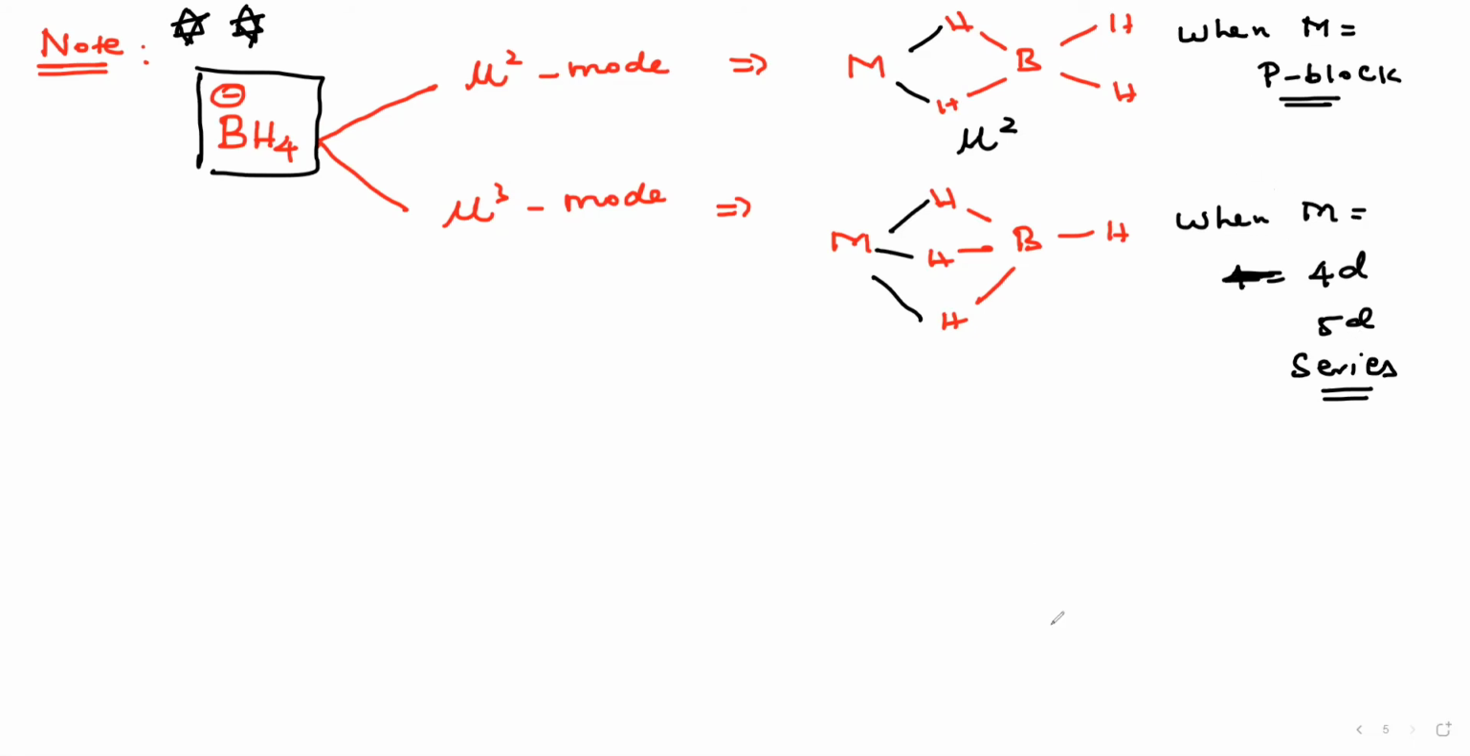Let's start the third example. Very important. Please note. Now this is Al(BH4)3. Now aluminum belongs to which period? Which group? P block, right? Therefore, BH4 now acts as the mu2 mode, not mu3 mode.